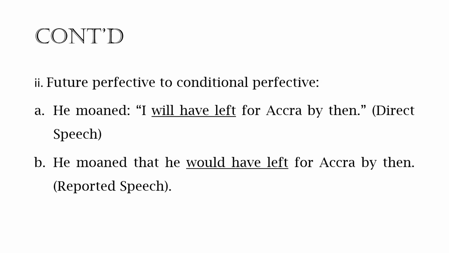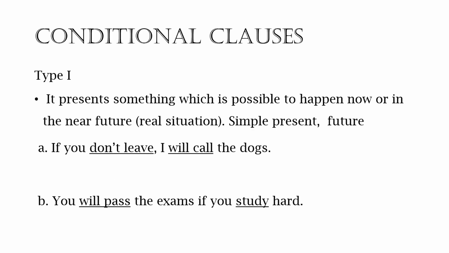The future perfective will change to conditional perfective. He mourned, "I will have left for Accra by then." He mourned that he would have left for Accra by then. So the "will" has changed to "would," and then the "have" is the perfective. Have left is the perfective, and then "have left" will give us another perfective. So what changes is the first one, will to would.